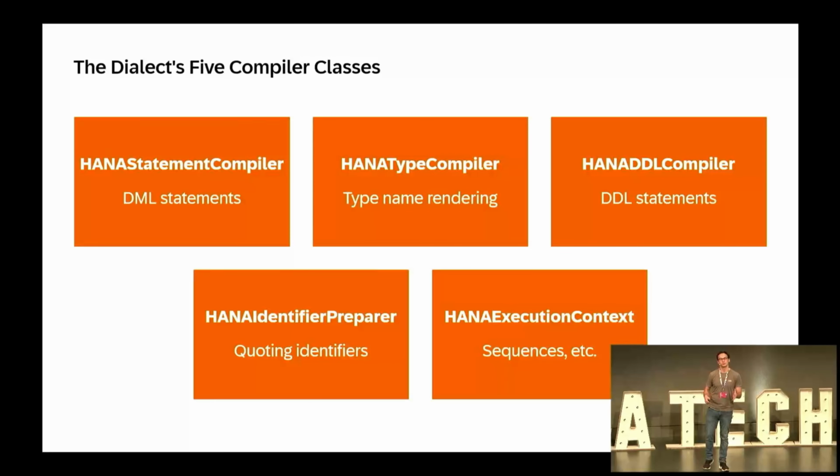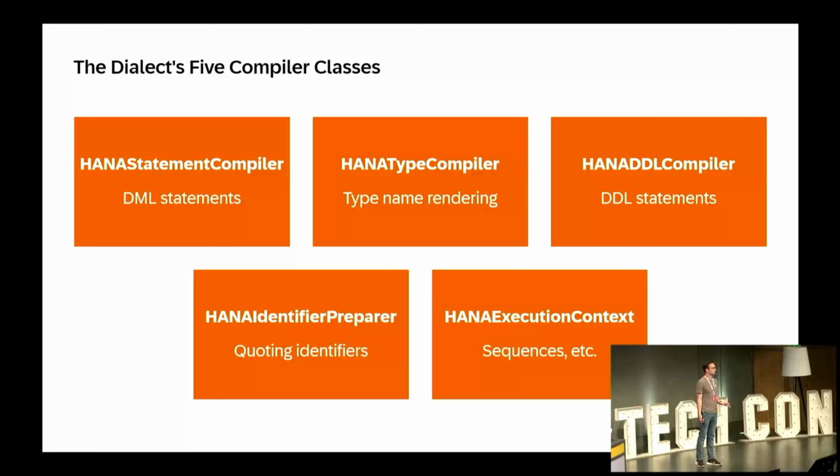The whole dialect has about 1,400 lines, something like that. But basically, you deal with DML statements, with type name rendering, because there are types which are not supported by all SQL, by all databases. You need to deal with DDL statements, with quoting identifiers. I will talk about that in a second, very interesting topic. And also, last but not least, with sequences, because HANA has no auto-increment feature, but you deal with sequences. And SQLAlchemy normally knows it somehow, but does not know how HANA sequences work, so we need to tell it.